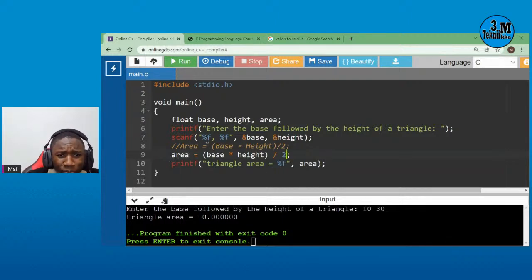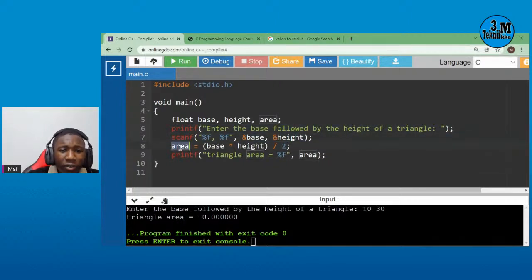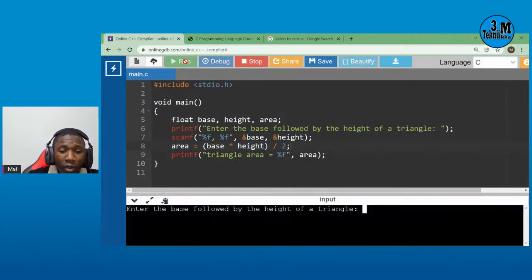Let's see. So we have the variable declarations, then we have this text, and we have scanf to read base and height. What do we have here? I can close this. We have area is equal to base times height. I would like to see where the problem is coming from. I couldn't see so quickly. Well, let me try it again.